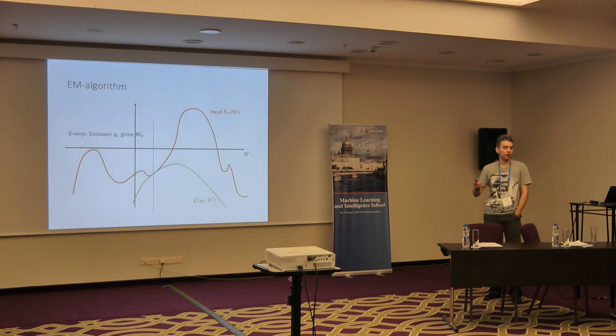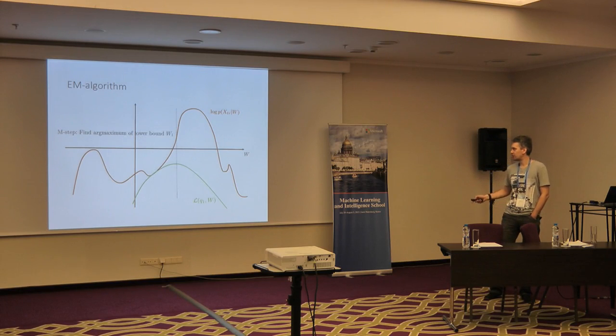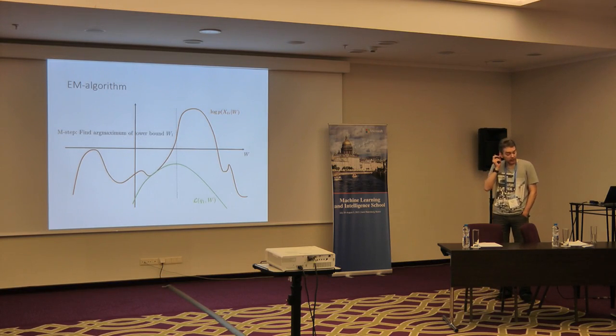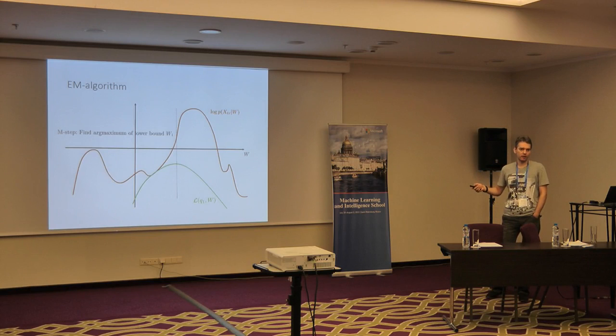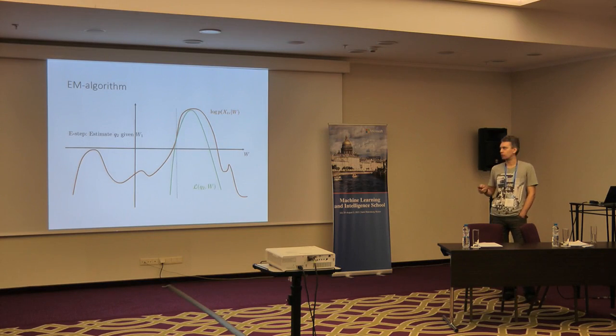So now we have constructed the lower bound, we may optimize it with respect to W. Since this is a concave function, the direct optimization is quite easy. So we have found the argmax of the variational lower bound, and we denote it as W1. This is the M step. On the M step, we update our W's. So after we update W to W1, we perform the E step. So we recompute our bound. We update our Q distribution.